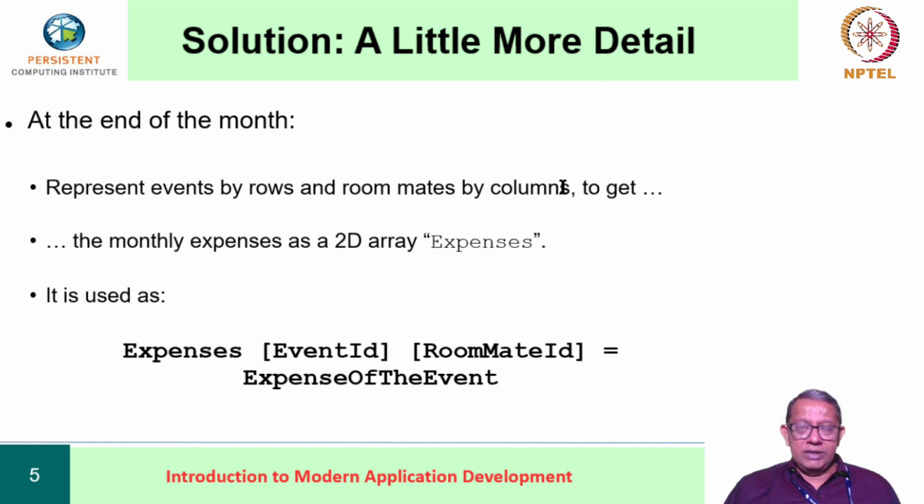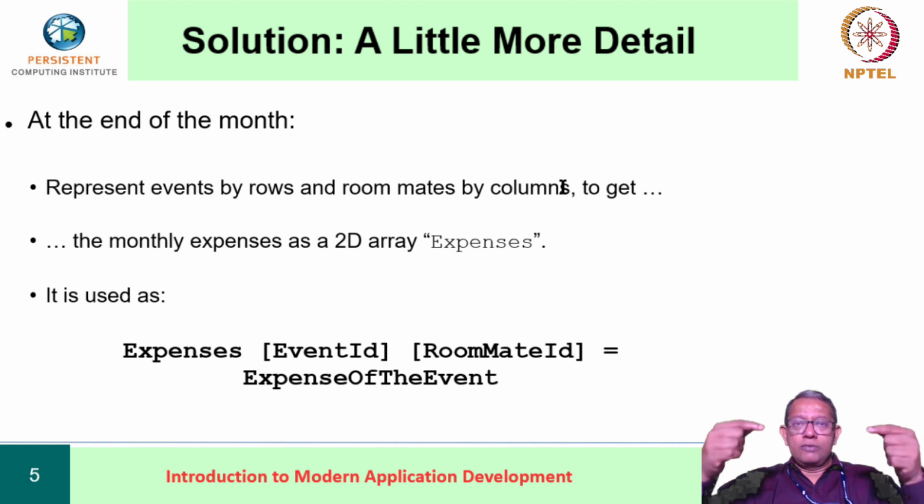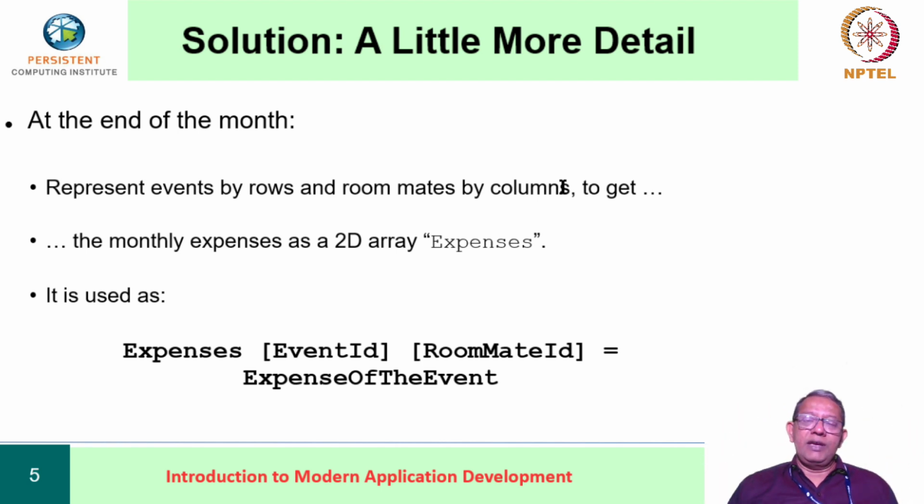Therefore, at the end of the month, we will have a set of rows denoting the various events that have been shared by the roommates, and along each column will be the expense or the money that has been contributed by one roommate for a given event. This two-dimensional array or matrix can be represented as expenses for an event ID by a roommate J, whatever may be the expense.